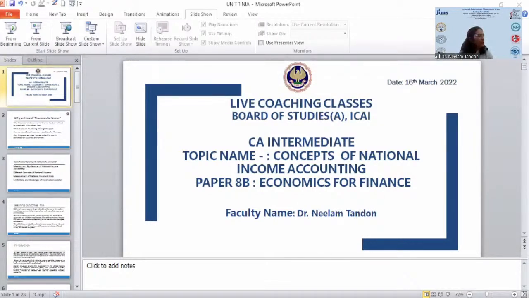And if the economy is performing well, definitely, in that case, what is going to happen? If the economy is going to perform well, that means all the segments will be doing well. So that is what national income is. So what we are doing here in national income accounting, we are maintaining accounts of the country.